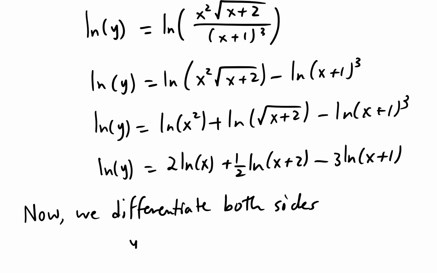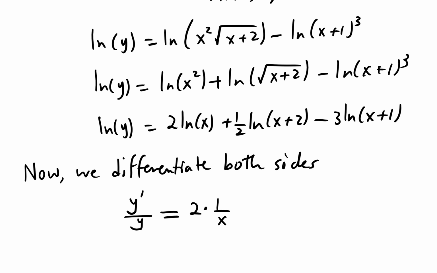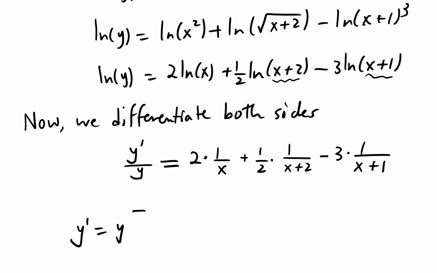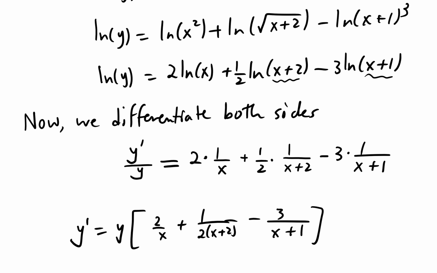So the derivative of natural log of y is y prime over itself equals 2 times derivative of x is 1 over itself, plus, keep the 1/2. Derivative of x plus 2 is 1 over itself, minus 3 outside. Derivative of x plus 1 is 1 over itself. Then multiply both sides by y. So y prime is y times 2 over x plus 1 over 2 times x plus 2 minus 3 over x plus 1. But remember what was y?